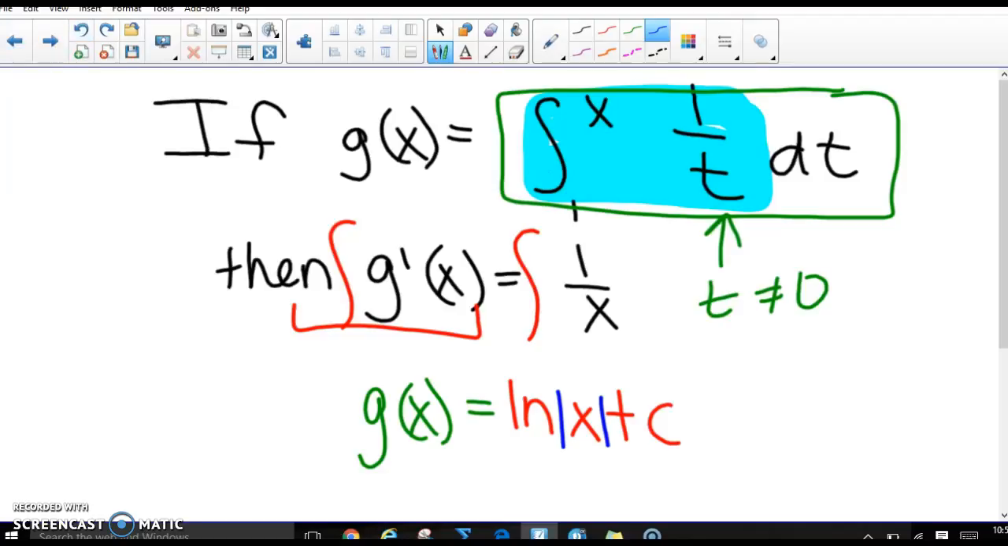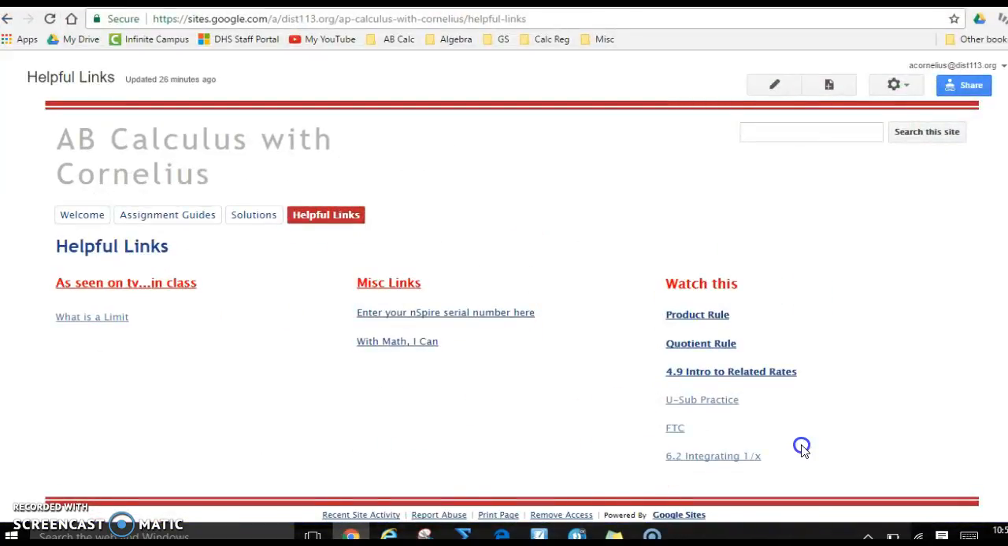Earlier I had said I would point out an optional video for you, and that's where this comes into play. If you go to our website, down here you see the option, where it says 6.2 integrating 1 over x. And if you watch the first few minutes of it, it gives you a little more understanding of why you need that absolute value. It also includes a graph. So they take kind of a graphic approach of why that absolute value would be necessary. So you could watch that as well. Now keep in mind when you look at this page, yours will be a little different because these notes that I'm making right now will be posted on there.